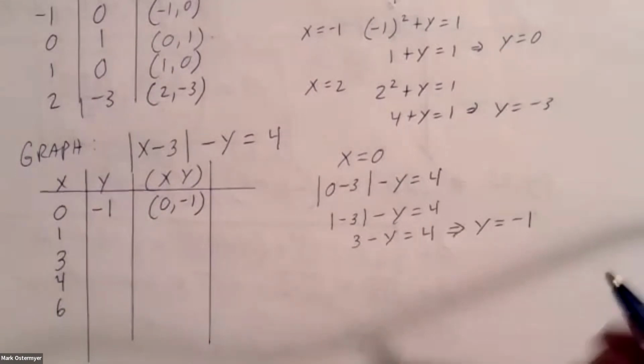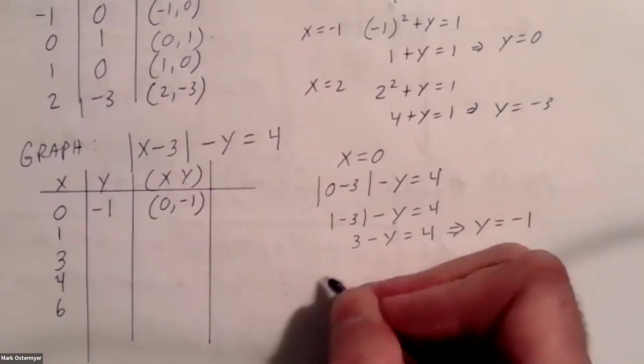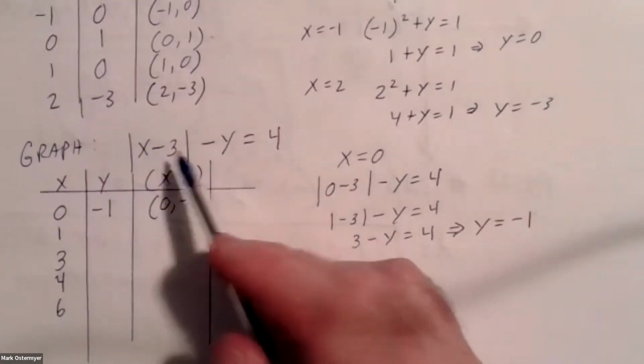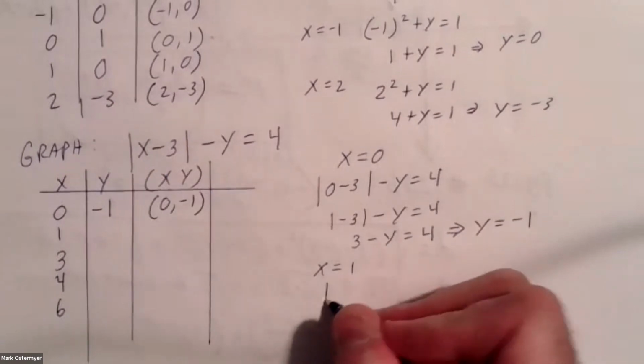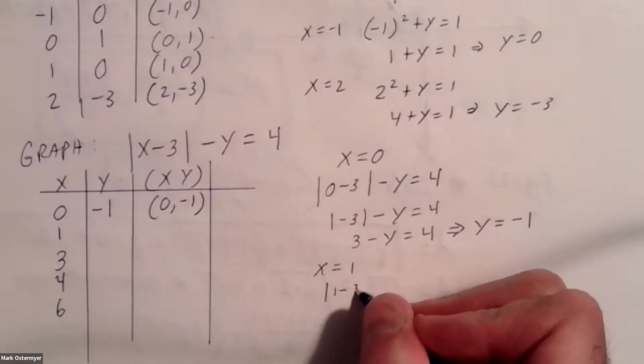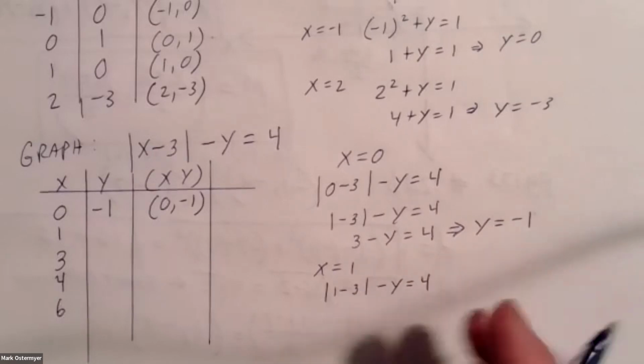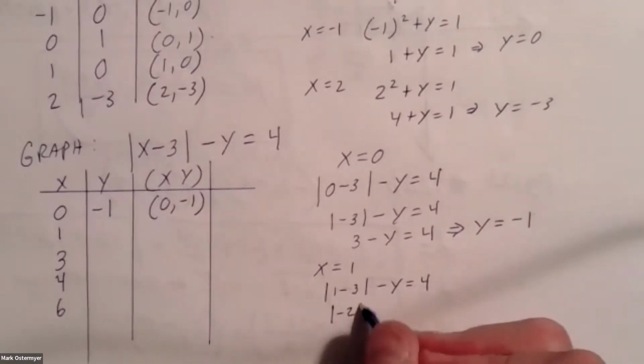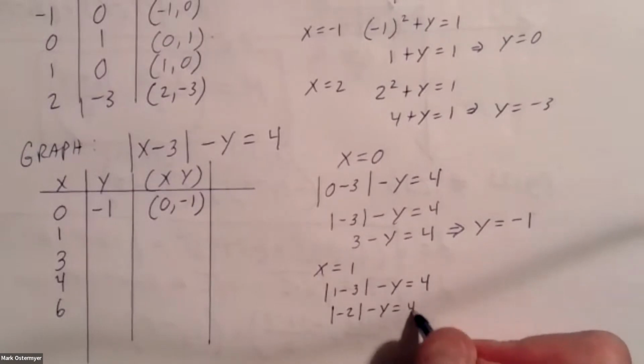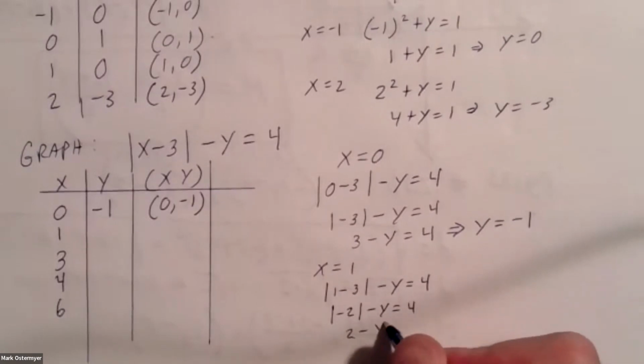When x is equal to 1, what's y going to be? Put 1 in for x. The absolute value of 1 minus 3 minus y is equal to 4. 1 minus 3 is -2. The absolute value of -2 is 2. Now we just solve for y. Subtract 2 from both sides and then divide both sides by -1. Then we get y is equal to -2.